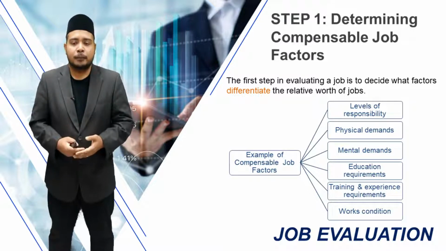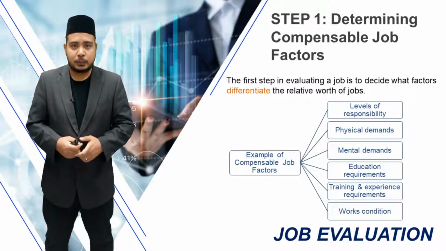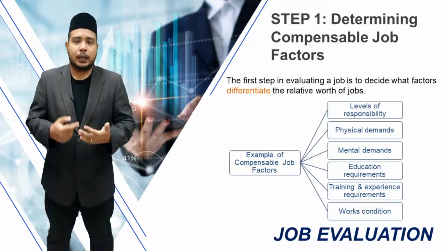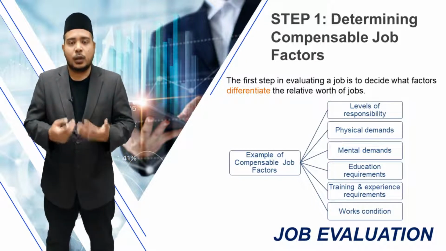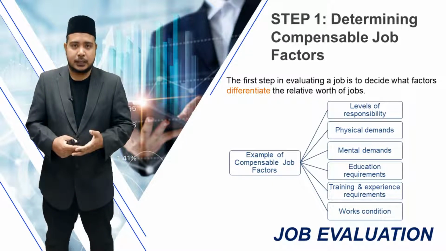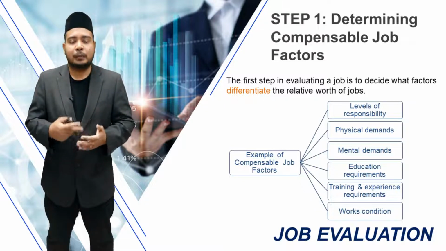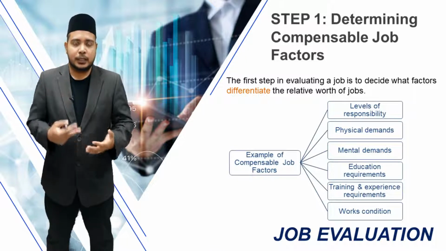What are the differences? Examples of compensable job factors are levels of responsibility. Yes, an executive officer may have more work, but a manager has more responsibilities. Physical demands: what are the physical demands of a certain job? What are the mental demands? Physical demands for an executive officer may be more, but the mental demands for a manager are more. So there is always a difference in terms of the demands.